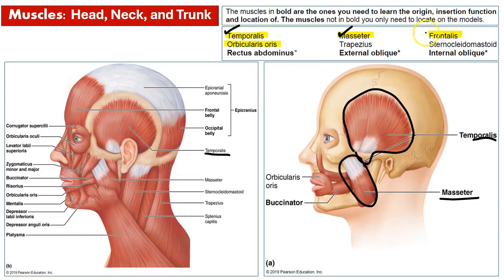Now let's go ahead and get to the frontalis muscle. Frontalis is also called the frontal belly. And as you can see, that's going to be the muscle here that's on your forehead. So it looks like it's going to be on your forehead, and also going to be right there on the brow ridge area.